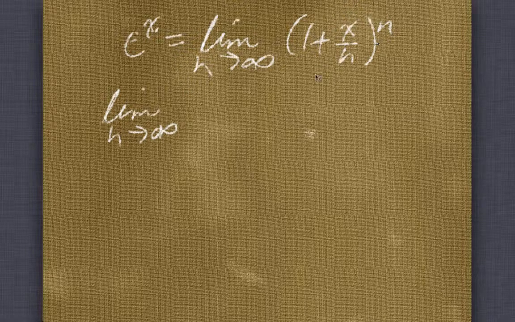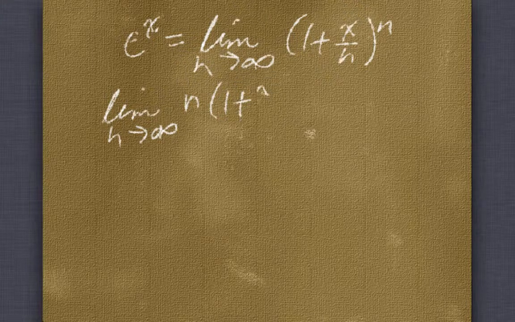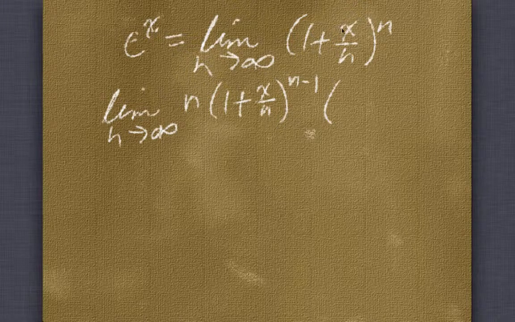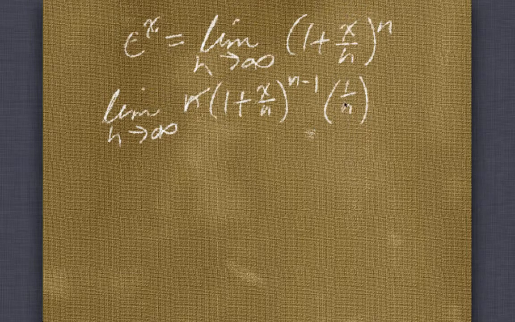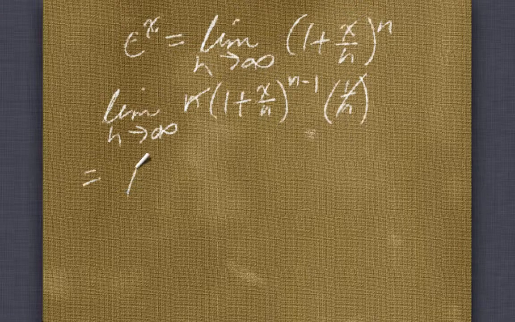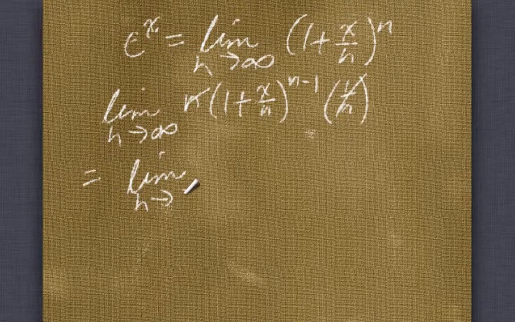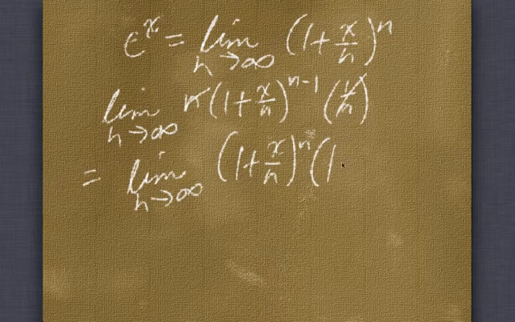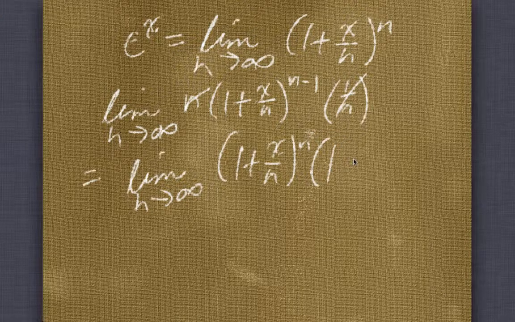So I've got something to the n, so the chain rule says bring the n down, and then (1 plus x over n) to the n minus 1, times the derivative of the inside, which is just 1 over n, because this is x times 1 over n. So the n and the 1 over n cancel. So this is the limit as n goes to infinity of (1 plus x over n) to the n times (1 plus x over n) to the minus 1, all in parentheses.